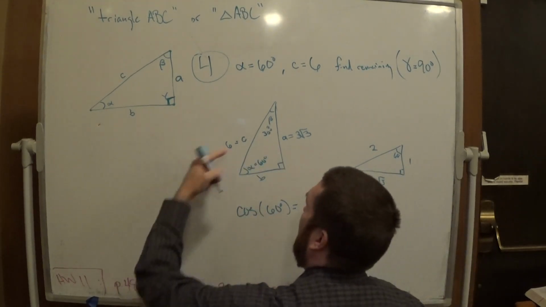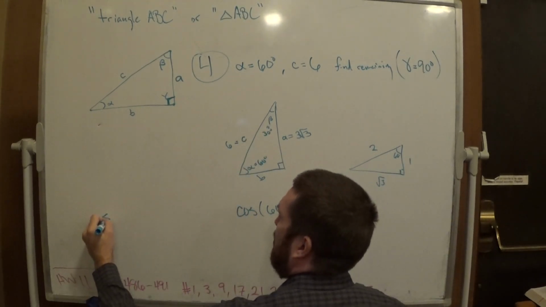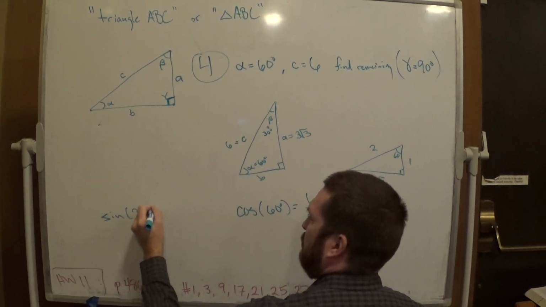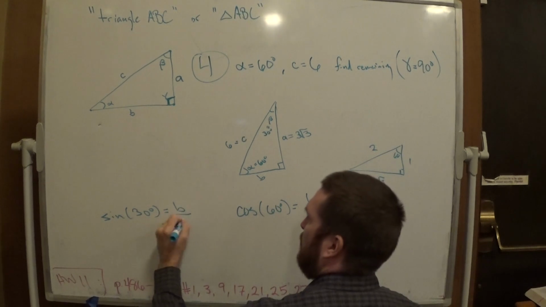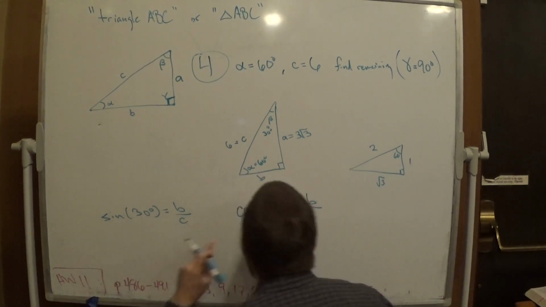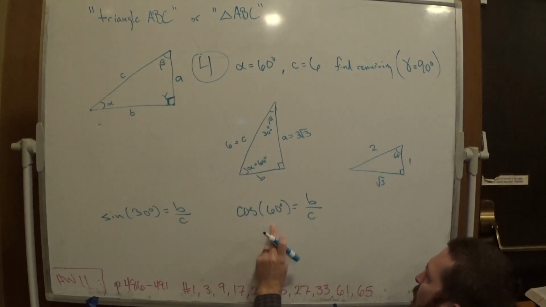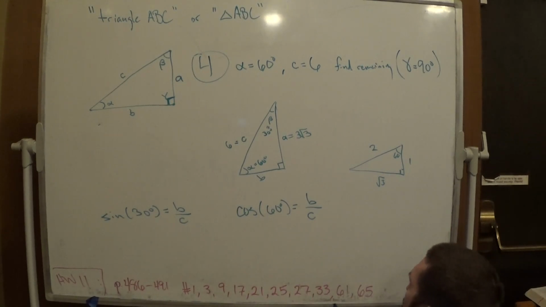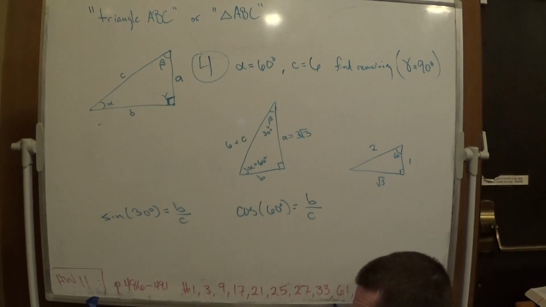There's another way we could have done it. We could have used this guy, right? We could have said sine of 30 is equal to b over c. That would have worked too. What's cosine 60? Cosine's never bigger than 1.